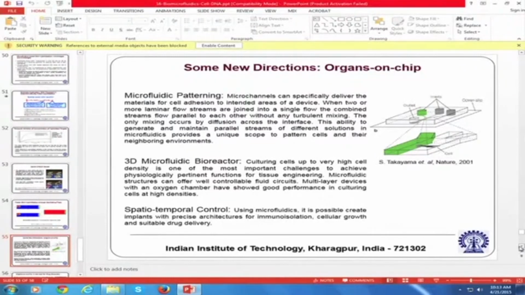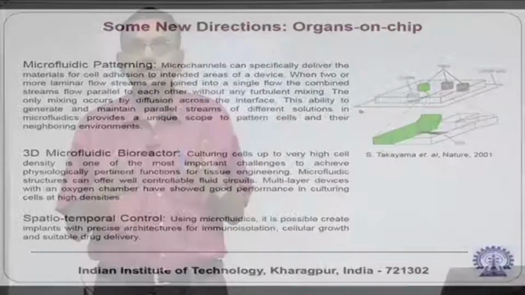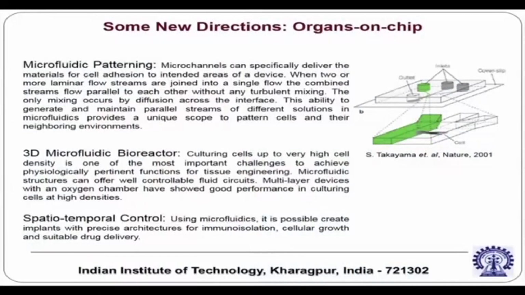Now some new directions. Now we have discussed cell on a chip, but there are issues when single cell based analysis does not give a good enough indicator. So one needs to go for organs on a chip. So instead of mimicking a single cell, one can mimic a collection of cells, which is called an organ on a chip. So it will mimic the behavior of an organ.